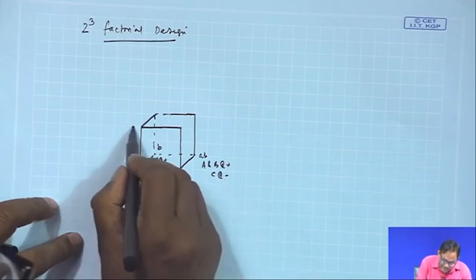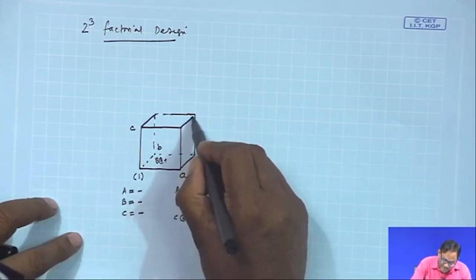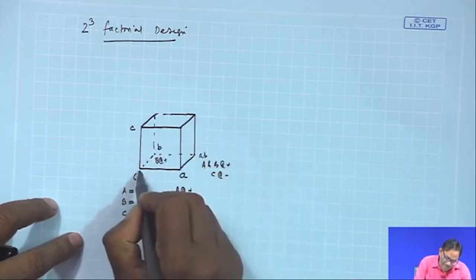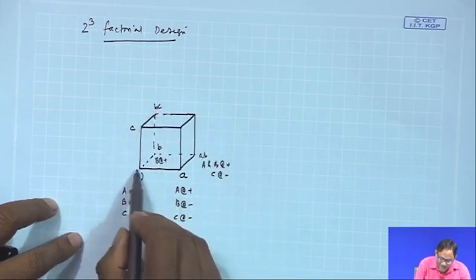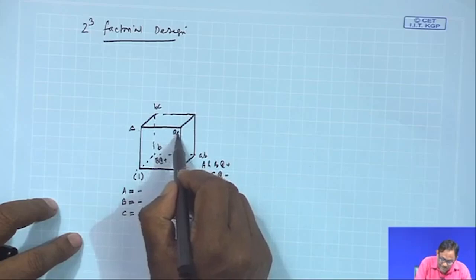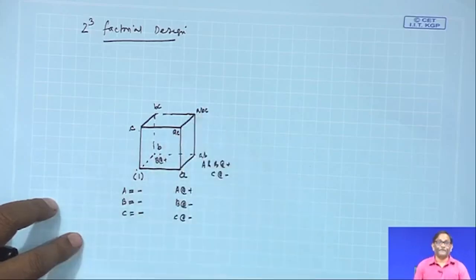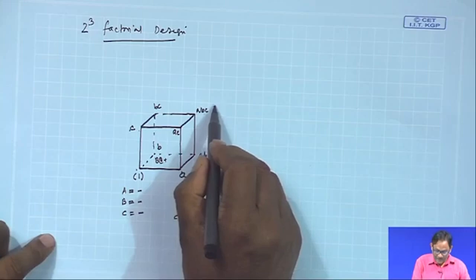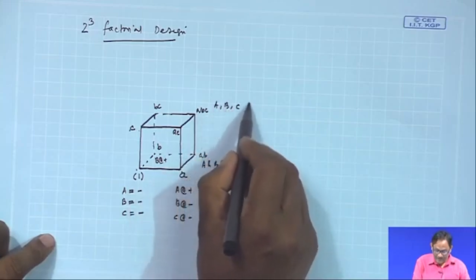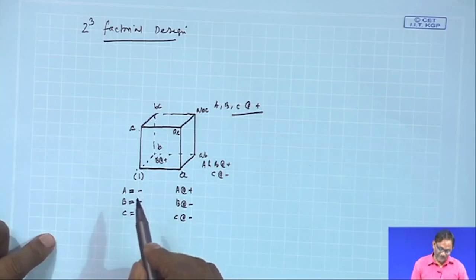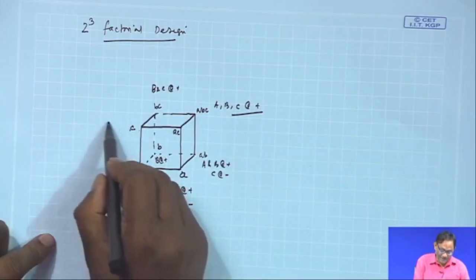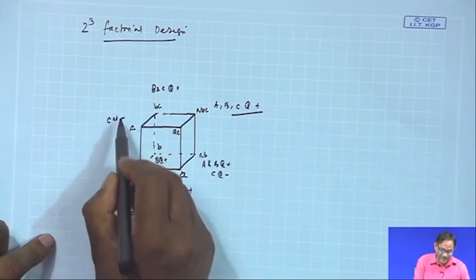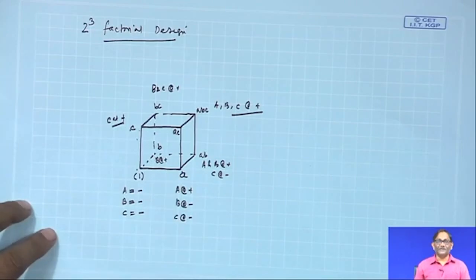Similarly, this one is C, and if it is C, it is B, this is BC. Then this one is A and this is C, this one is AC and this one is ABC. Here A, B and C are all at plus level, high levels. Here B and C are at plus level, means high level. Here only C is at plus level, means C at high level, rest are at low levels. So, this is your geometric view.